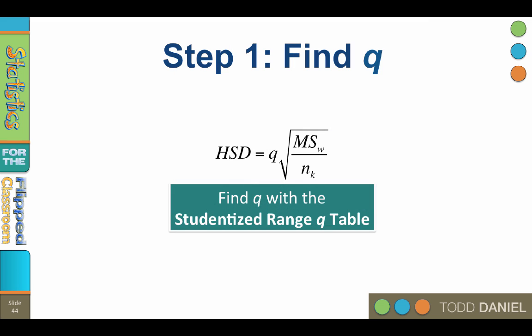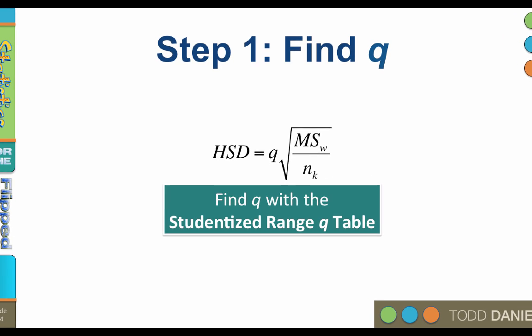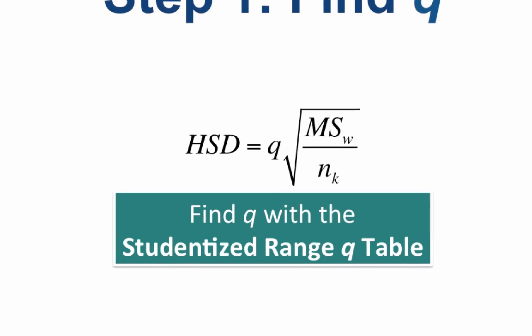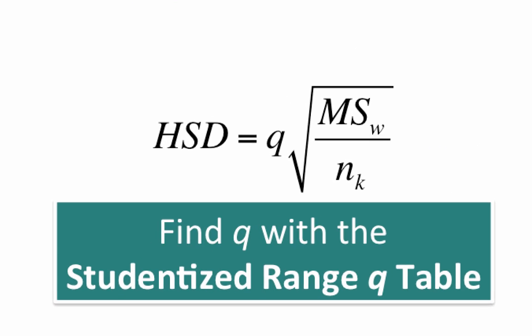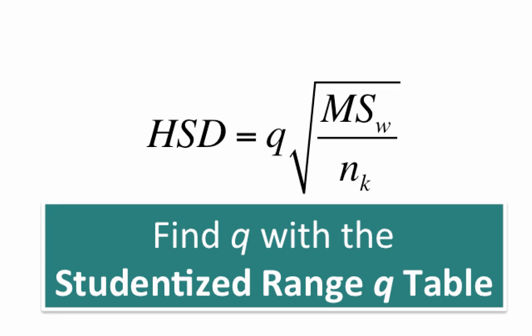Calculating the HSD requires three steps. Step 1, find Q. To calculate an honestly significant difference, we will first find the constant Q, and then we will plug that into the formula that you see here, where HSD equals honestly significant difference. Q is a constant found in the studentized range Q table, coming up next. MSW is the mean square within, which you can find in the ANOVA summary table. N sub K is the sample size for one treatment group. And the sample sizes are assumed to be equal when using Tukey's honestly significant difference.